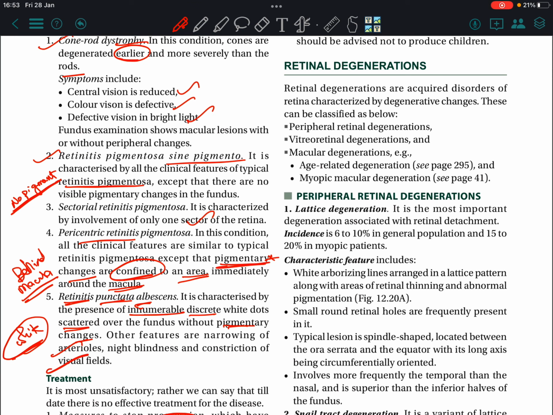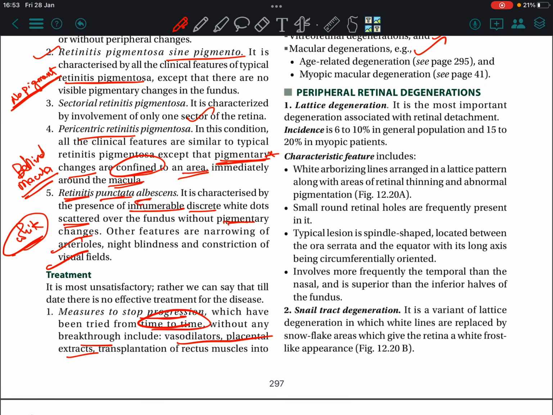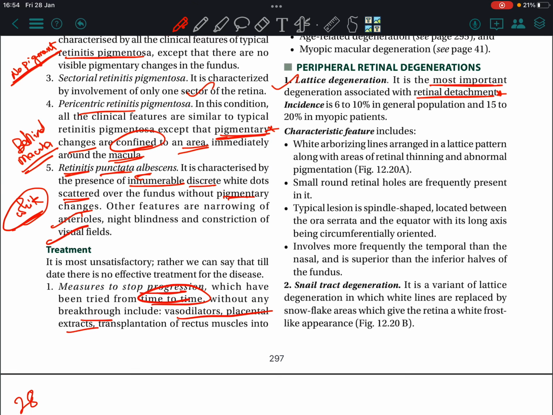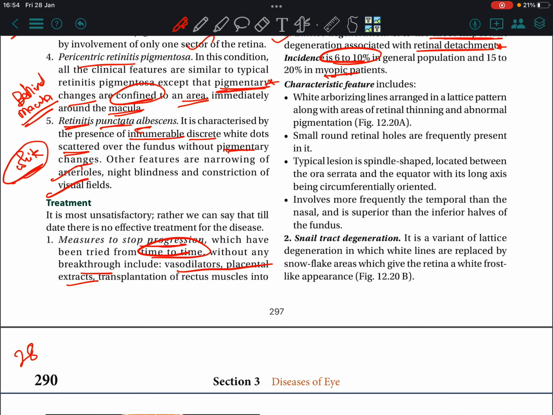Retinal degenerations are acquired disorders of the retina characterized by degenerative changes. They can be classified as peripheral retinal changes, vitreoretinal degenerations, and macular degenerations, age-related and myopic macular degeneration. Peripheral retinal lattice degeneration is the most important degeneration associated with retinal detachment. It has a 6 to 10% incidence in the general population and 15 to 20% in myopic patients.